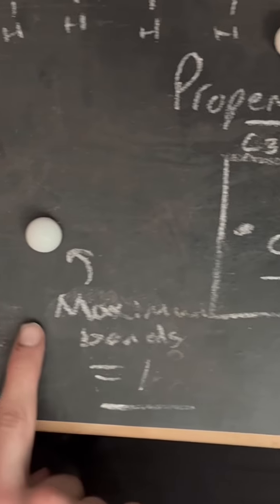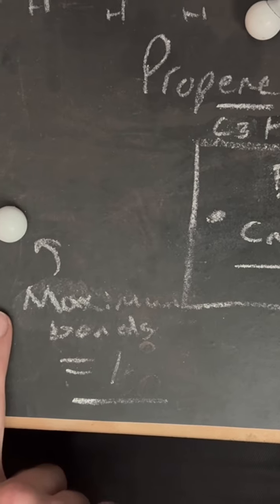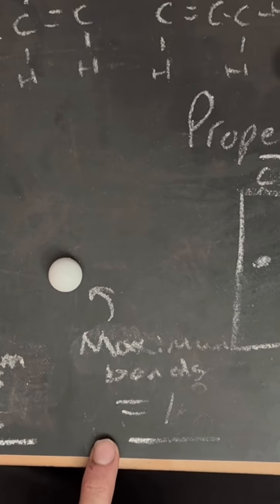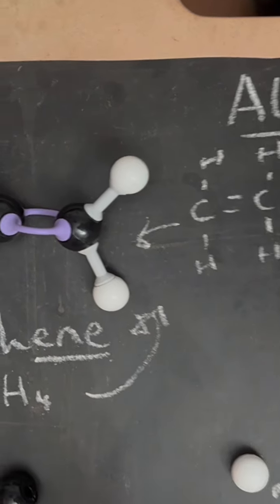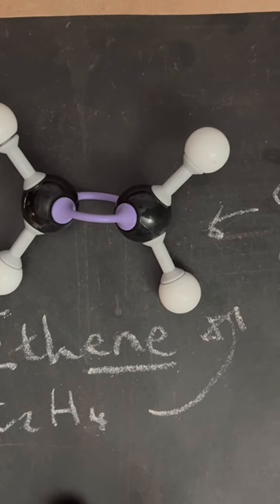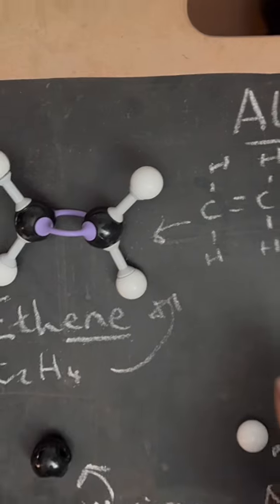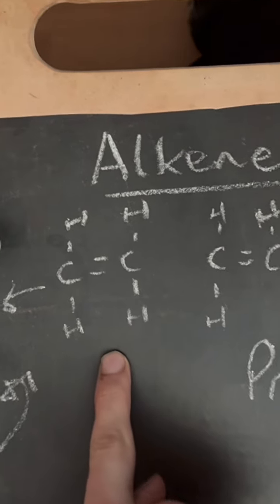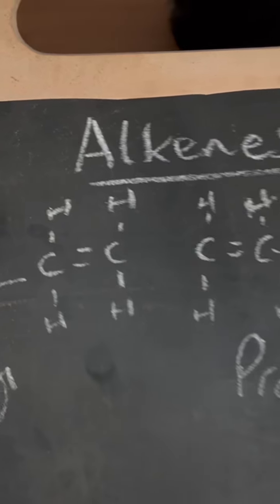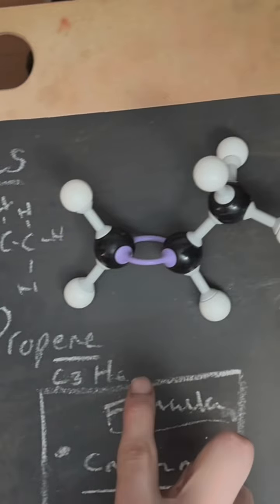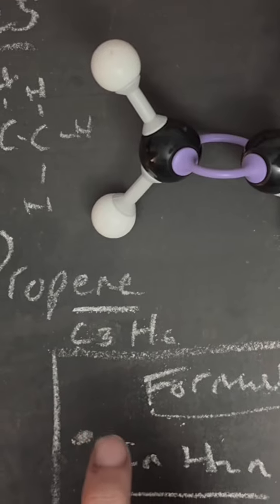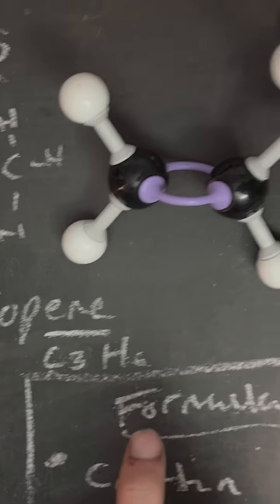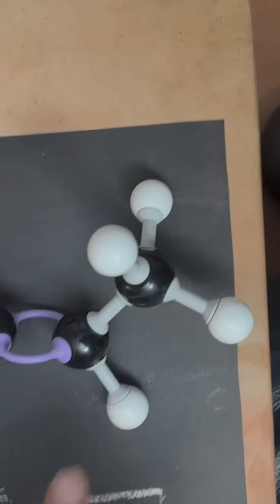The white is hydrogen. Hydrogen can only have 1 bond. So that creates this molecule, which is, as I say, ethene. This is its structural formula here. And then a more complicated version would be propene. This has 3 carbons and 6 hydrogens, represented by this molecule here.